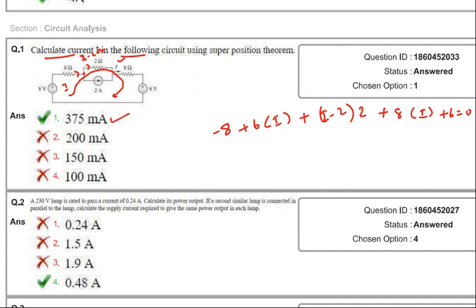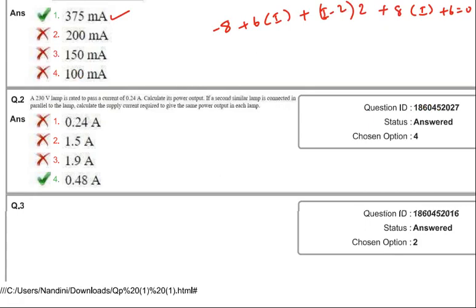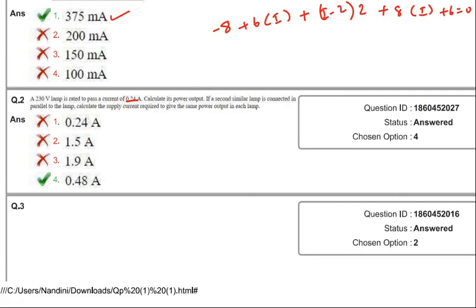Next one: a 230 volts lamp is rated to pass a current of 0.24 amps. Calculate its power output if a second similar lamp is connected in parallel to the lamp. Calculate the supply current required to give the same power output in each lamp. So one lamp is drawing 0.24 amps current, and one more lamp has been connected in parallel to this, and we have to calculate the supply current required to give the same power output.